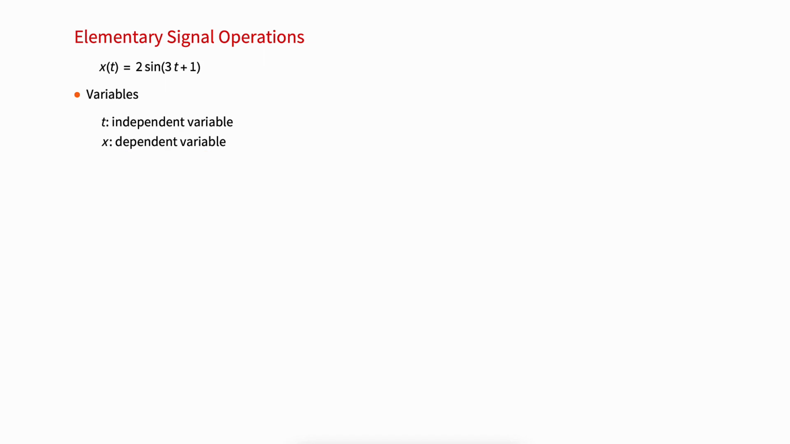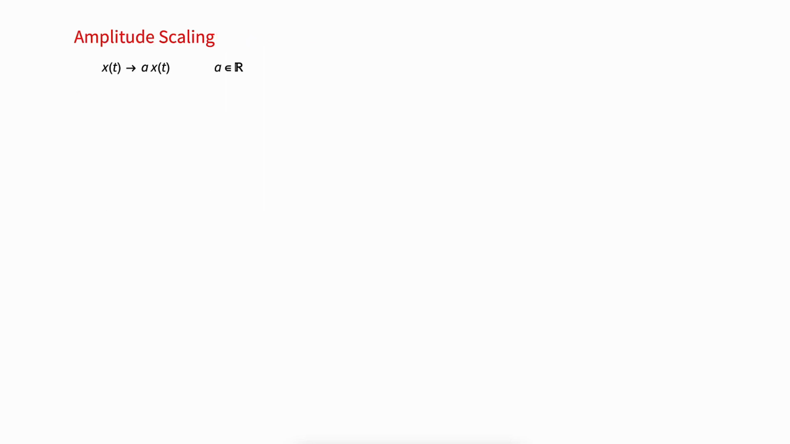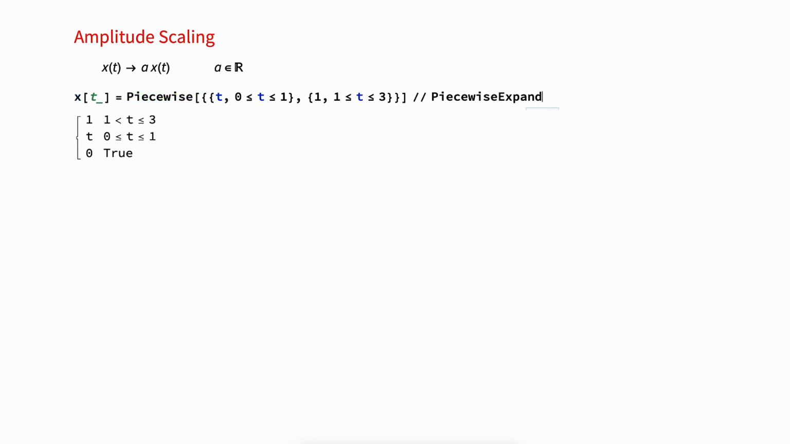The two basic operations that we will look at are scalar addition, used for shifting the signal, and scalar multiplication, which we use to scale the signal. With this introduction, let's look at the first operation, amplitude scaling. Given a signal x of t, we want to see what happens if we multiply x of t by a constant value a. Let's consider this signal x of t defined as the piecewise signal that is shown here.